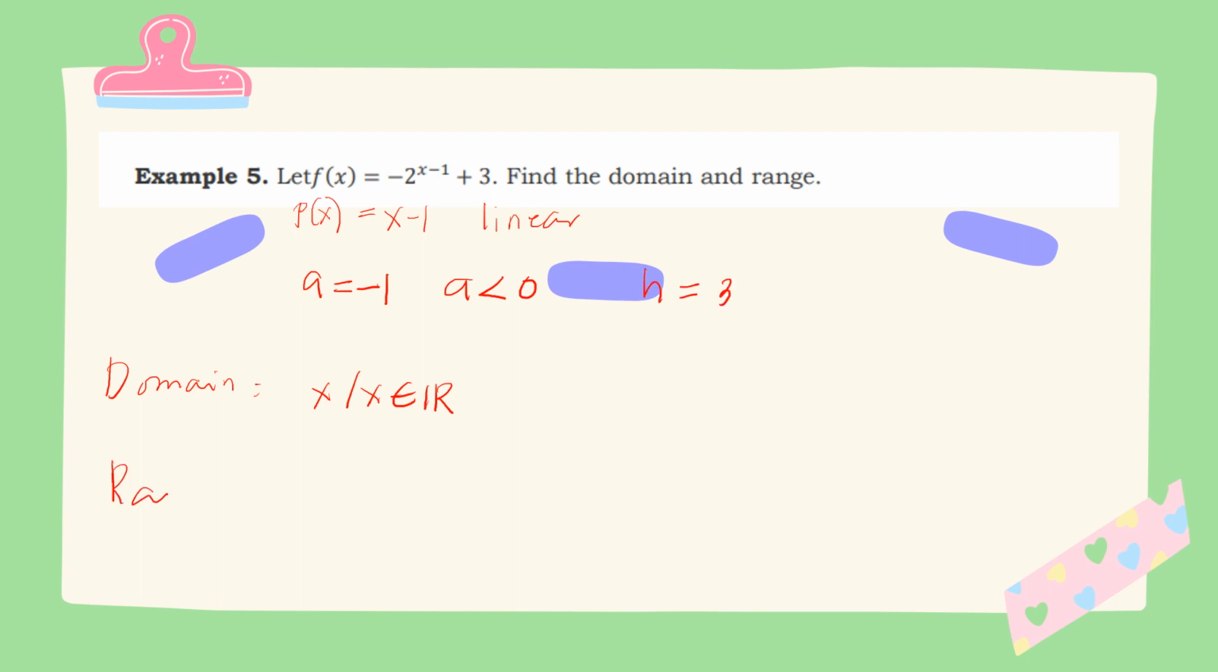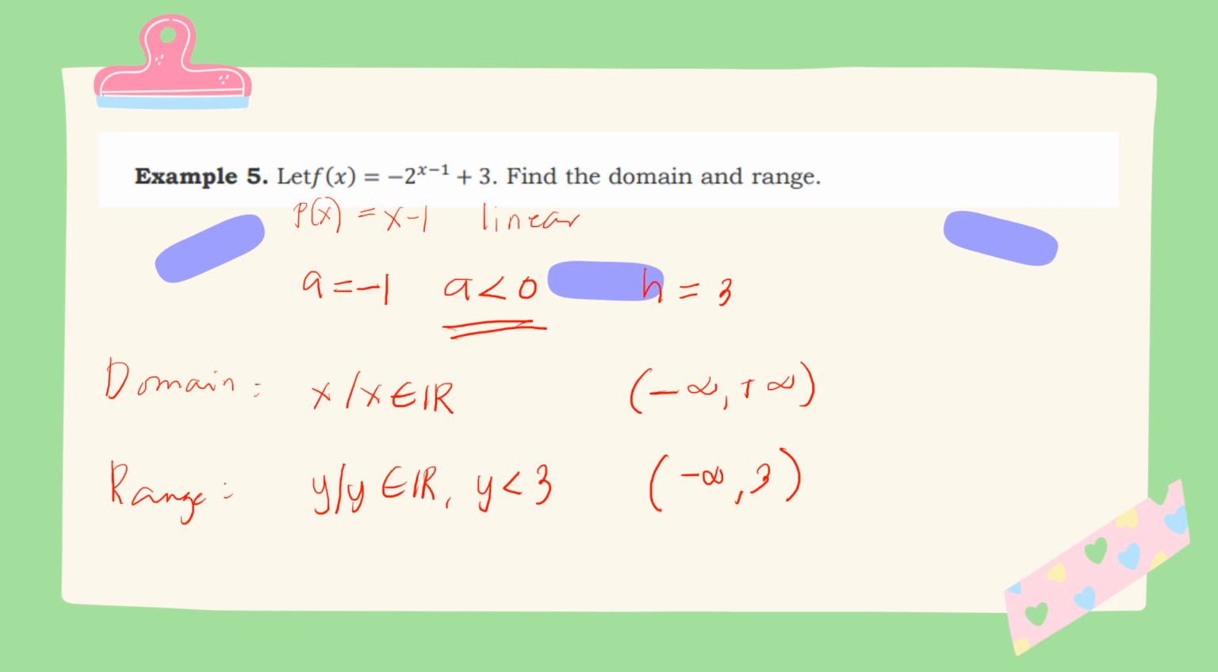So, ang range natin in set notation will have y is such that y are elements of real number and y is less than 3. Ito kasi yung sinusunod. And then for our interval notation, since it's from positive 3, it's from positive 3 to negative infinity. Kasi it's going to the left. So, it's negative infinity.